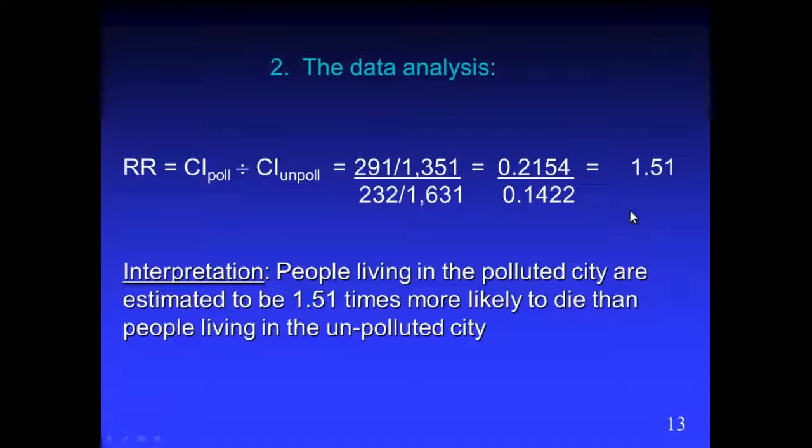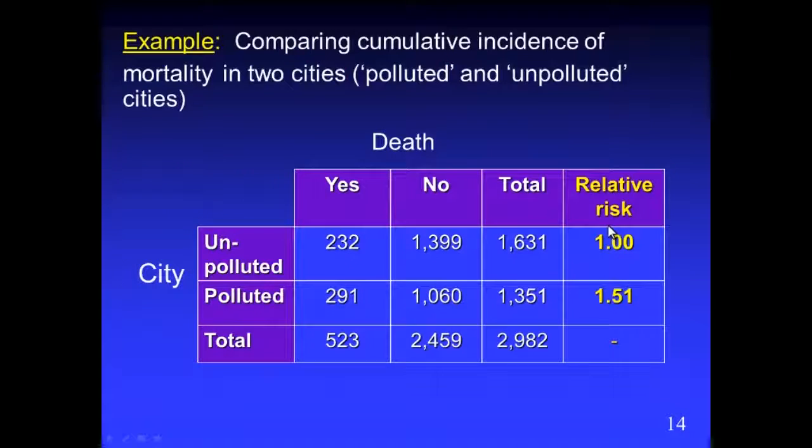So we might say that people living in the polluted city are estimated to be about 1.5 times more likely to die than people living in the unpolluted city. In other words, we might say that the pollution increases the risk of mortality by approximately 50%. And so we could set out the calculation by adding an additional column to the 2x2 table, just to display the relative risk.